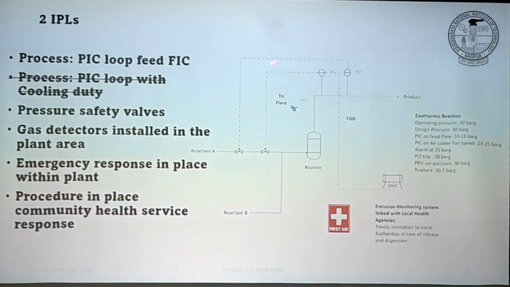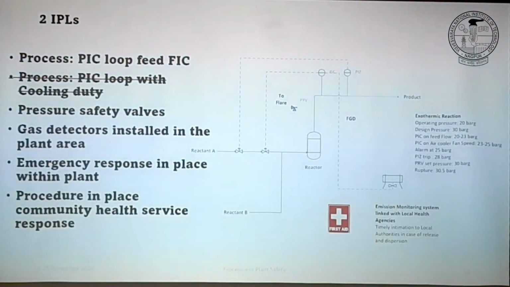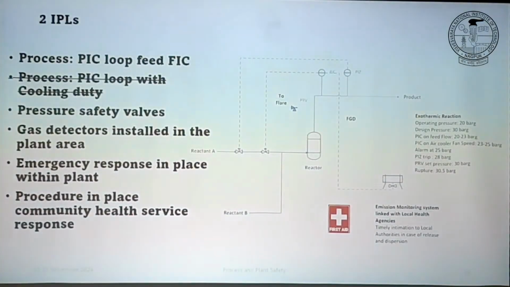And since this protection layer and this protection layer are using the same sensor, they cannot be considered independent protection layers. You cannot say we have two protection layers. It's just one. In order to make these two protection layers independent, we need to install a separate pressure sensor, which dedicatedly goes to this loop, and another one goes to this loop. With this, you separated them completely, right? And now they are independent. So that's what we say.